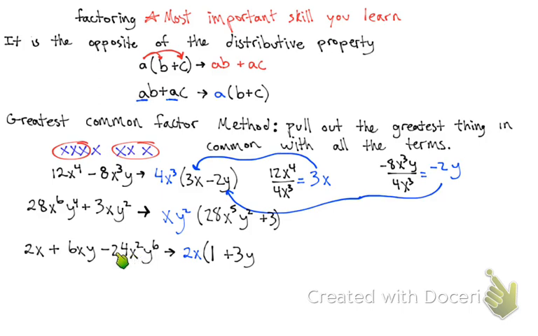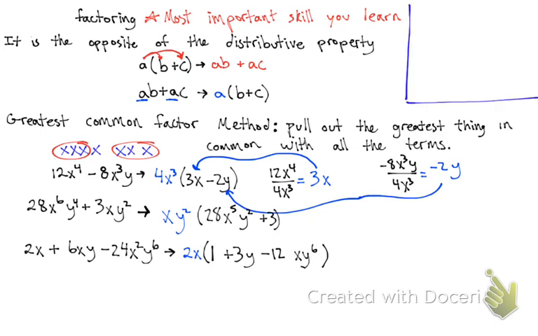The last one, negative 24 divided by 2 is negative 12. You had x squared and you took out one of them, so you have an x left over. You didn't touch any y's, so you have y^6 left over. And this is your answer.